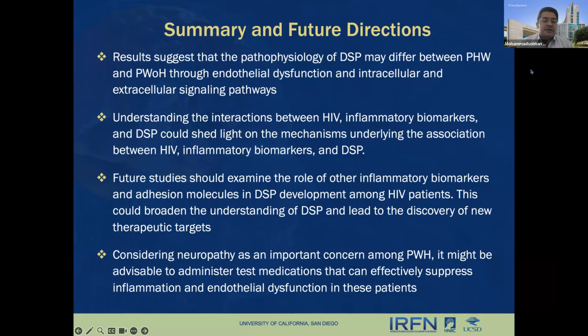And since neuropathy is one of the main concerns and one of the main consequences of HIV, it might be advisable to administer some medication that can effectively suppress inflammation and endothelial dysfunction in these patients.